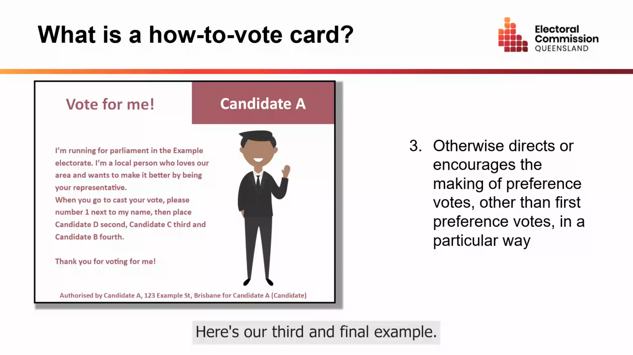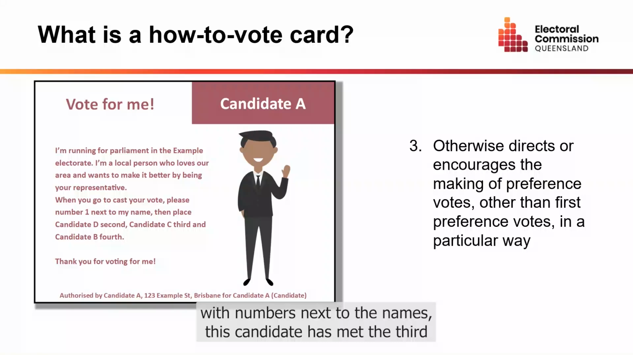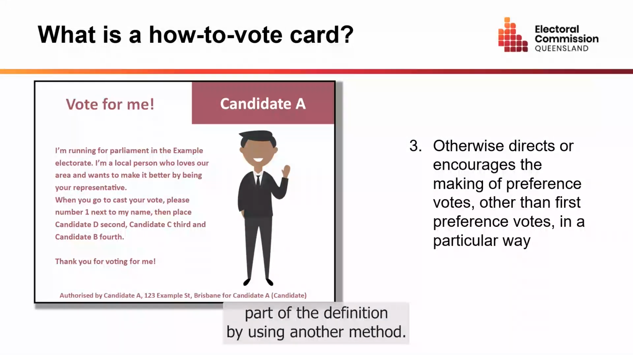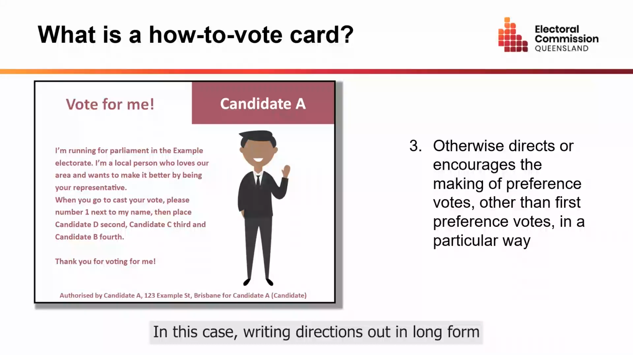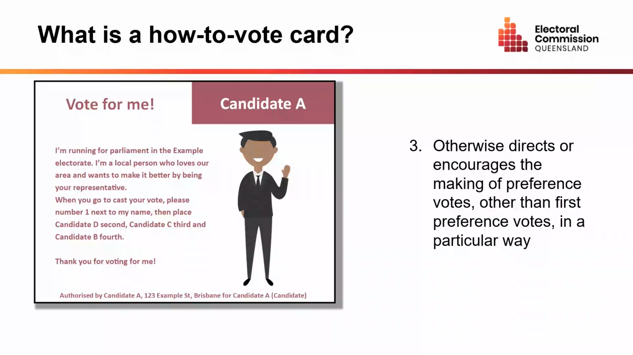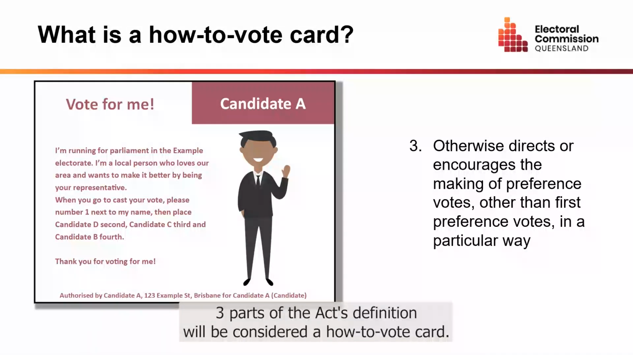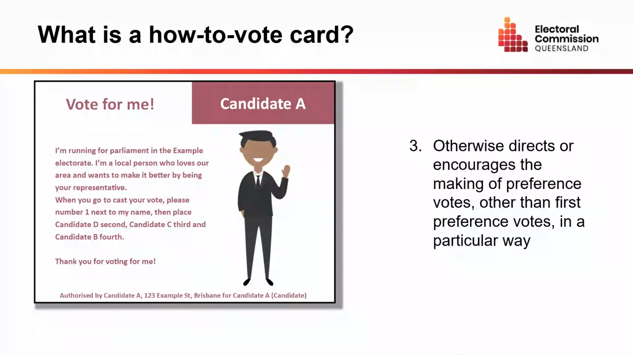Here's our third and final example. Instead of using a picture of a ballot or a list of names with numbers next to the names, this candidate has met the third part of the definition by using another method, in this case, writing directions out in long form to encourage voters how to cast their preferences. A card, handbill, or pamphlet that meets any of these three parts of the Act's definition will be considered a how-to-vote card.